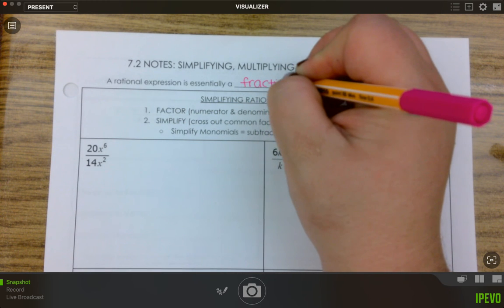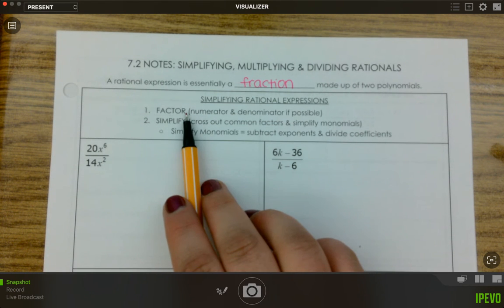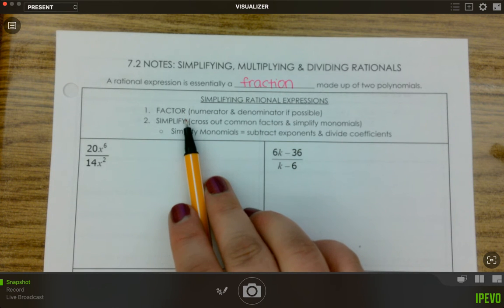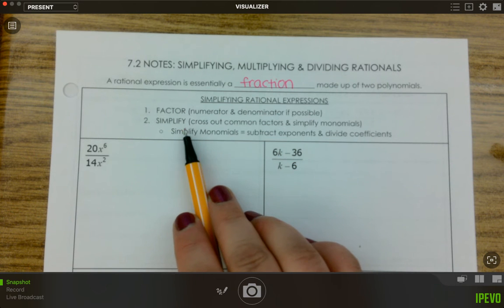So if you look at all of the examples on this page, you will see that there's some variables on top and some variables on bottom. Those are called polynomials. And basically, there's going to be pretty simple steps we're going to do here. Number one is you need to factor. Factor, factor, factor, factor, factor, factor. Two is to simplify. The whole reason we are factoring is so that we can cross out common factors.